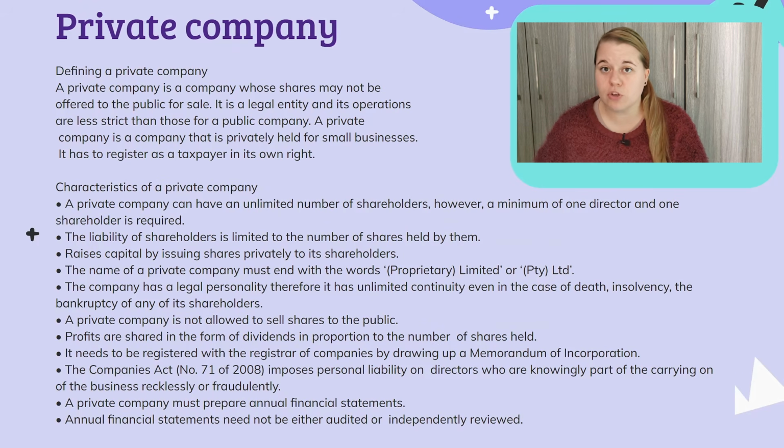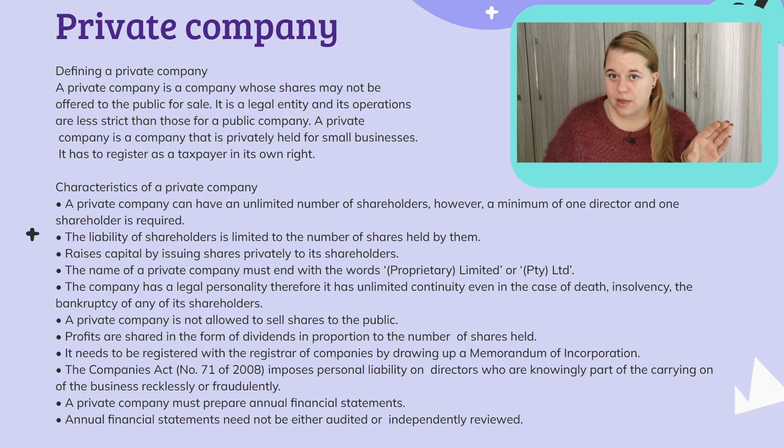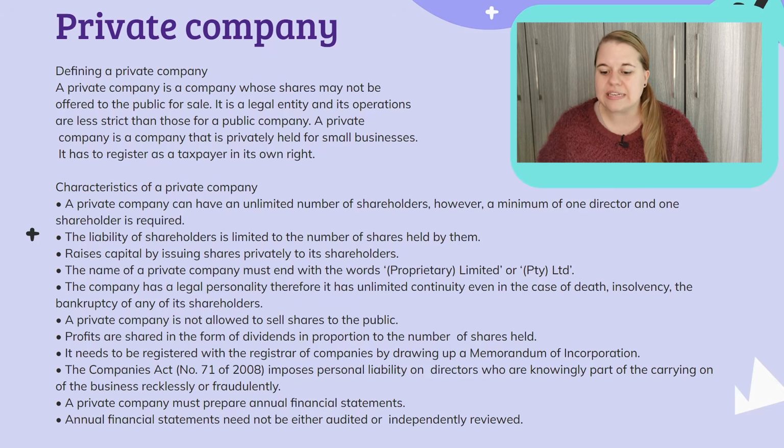Righty, then we're moving on to a private company. So the definition: a private company is a company whose shares may not be transferred to the public for sale. So they can have shares, but they can't sell them on the JSE and sell them publicly. It is a legal entity. So again, legal entity, legal personality, same wording.